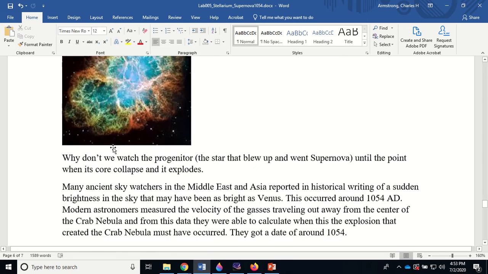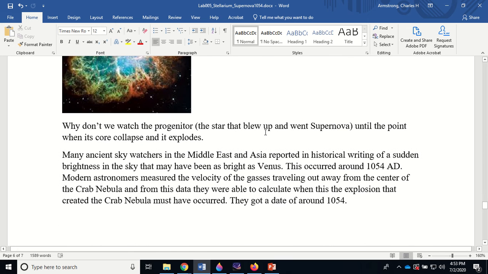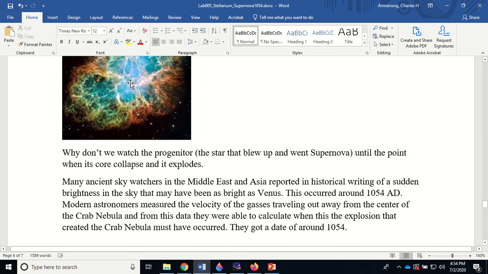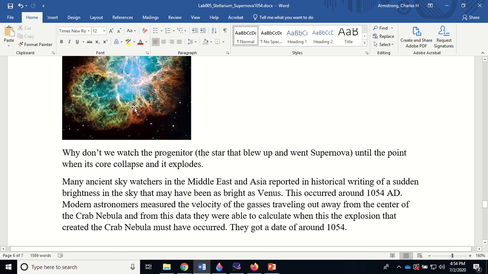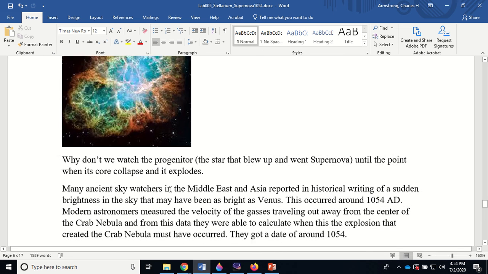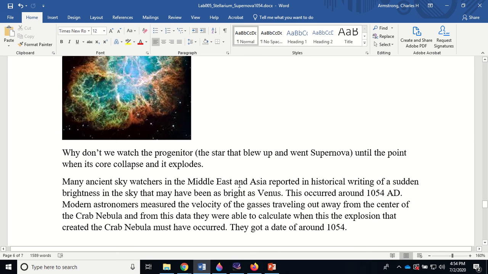So why don't we go back now? The progenitor, that's the star that blew up and went supernova. So what star blew up? It doesn't exist anymore. It hasn't existed for a long, long time. So what we do is this: in the Middle East and Asia, and other places on the surface of the Earth, we found historical writings about this big bright spot in the sky that may have been as bright as Venus at its brightest. That's how bright that thing was. It just showed up out of nowhere. It's not there. It's not there. The sky's the same. The sky's the same. Boom! There's this big bright thing that wasn't there yesterday. What the heck happened there? Well, this progenitor, this star, blew up, and this is what's left over of it.